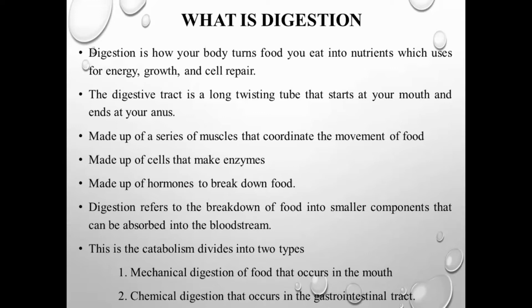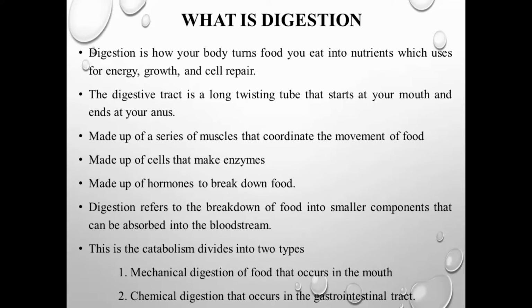Catabolism is the breaking down of the body. We call it the breaking down of substance, we call it catabolism, where a larger particle is broken down into a simple soluble particle. Then it is called catabolism. This is going to be divided into two types.